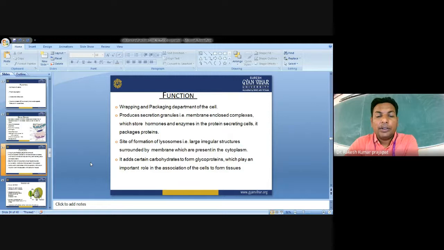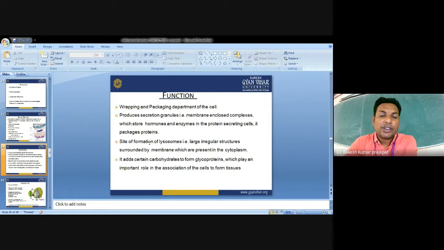Function of the Golgi body: it is the wrapping and packaging department of the cell. It produces secretion granules, which are membrane-enclosed complexes that store hormones and enzymes in protein-secreting cells, and packages proteins. It is also the site of formation of lysosomes. Lysosome formation takes place in the Golgi bodies.